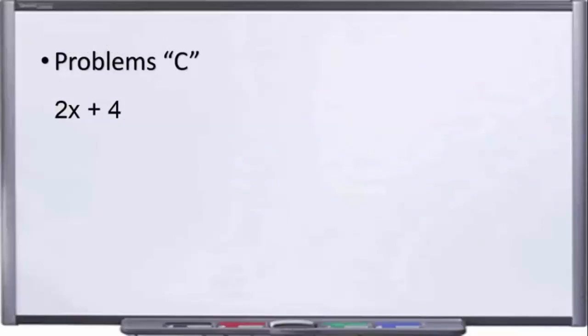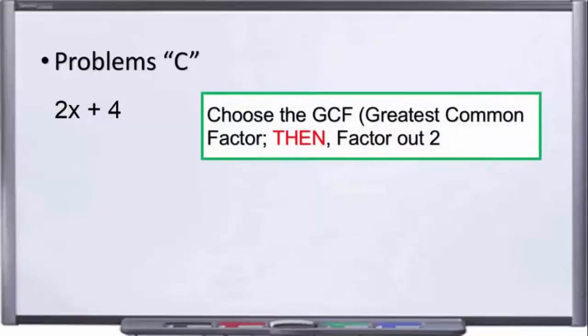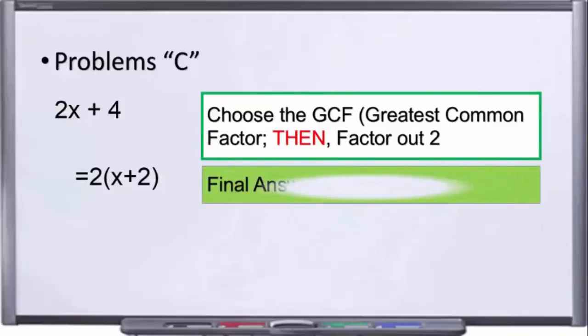Problem C. Choose the greatest common factor of 2 and 4, then factor out 2. Your final answer is 2 open parenthesis x plus 2 close parenthesis.